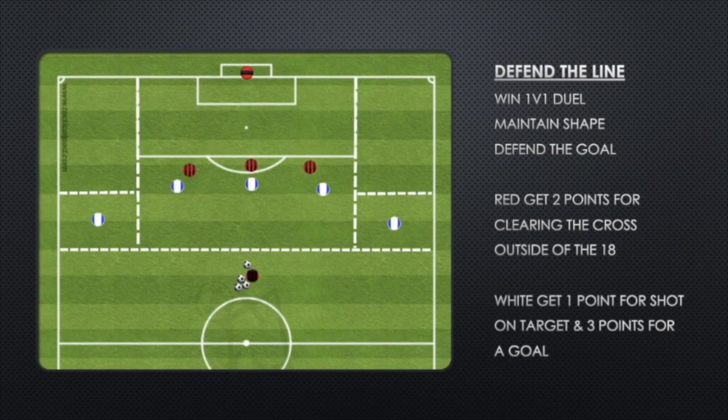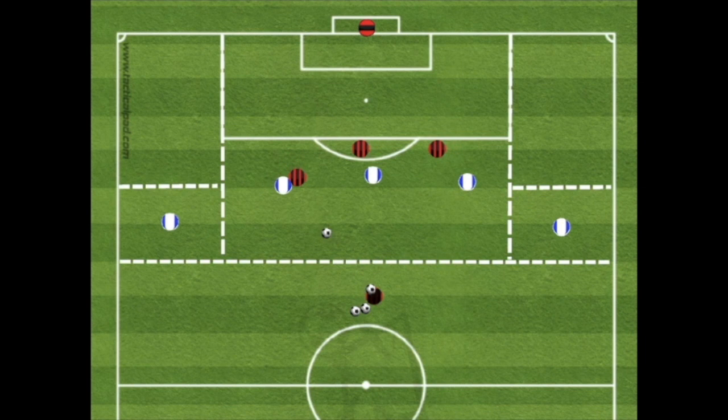not clearing things centrally. So how this activity would look: ball comes in, red player wins it, coach will trigger that pass out wide, and now you've just got 3v3 to go. Can the red team take care of the ball and clear it away?